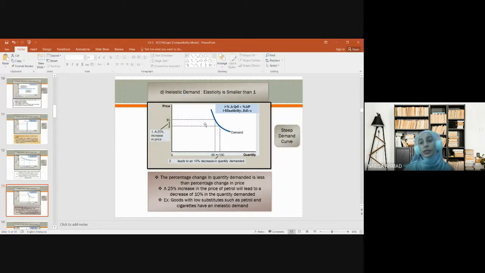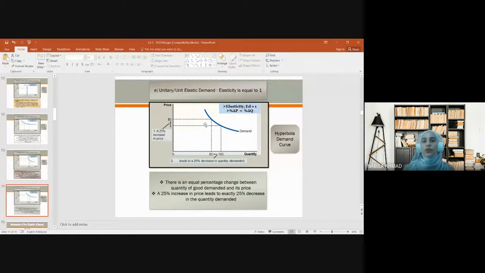And then sama juga macam elektrik. Takkan kalau harga bil elektrik naik, tarif elektrik naik, takkan kita tutup lampu, tak guna aircon, tutup kipas, kan? Kita guna juga tapi mungkin kita kurangkan sedikit, macam tu. So low substitutes goods and then barang-barang necessity juga termasuk dalam this kind of elasticity lah, inelastic demand.